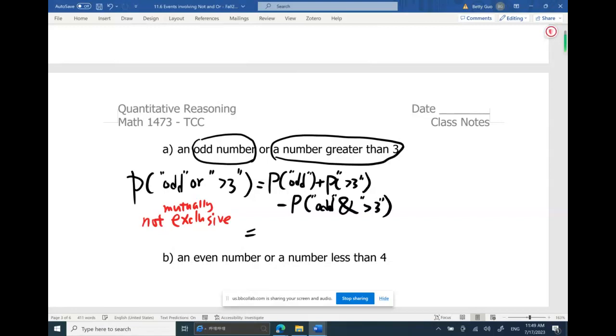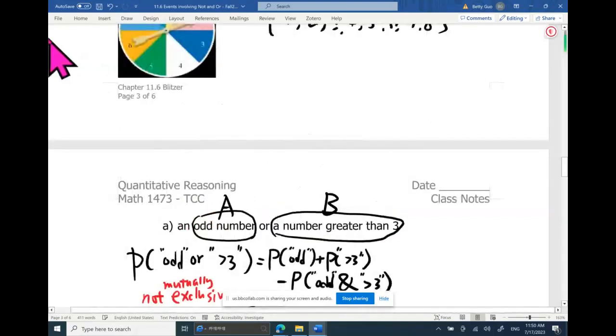If it's not clear to you, then what you can do is let this be A, let this be B. Then P of A or B equals P of A plus P of B minus P of A and B. If that's easier for you, that's even better, okay? And next time we can use that notation.